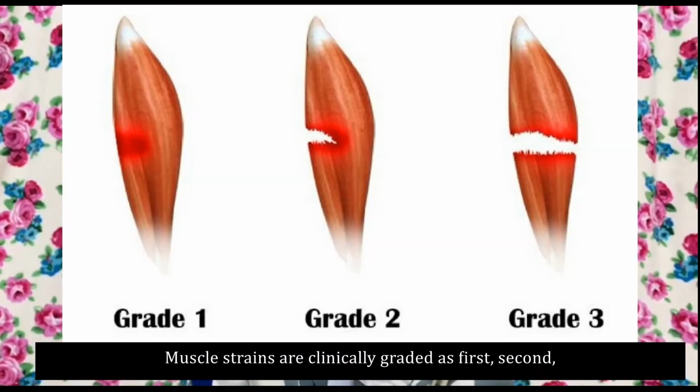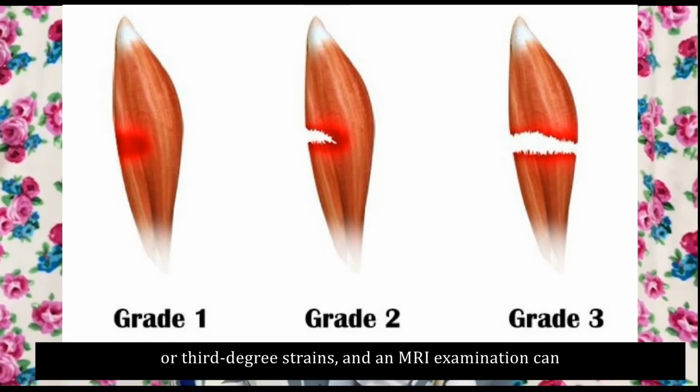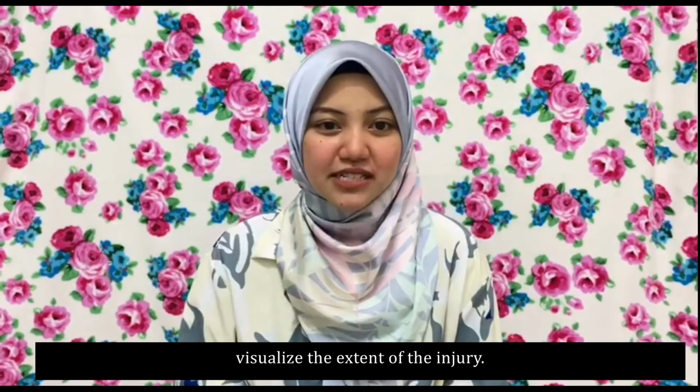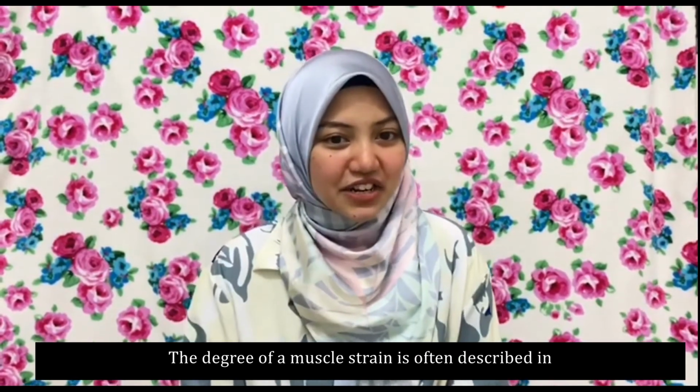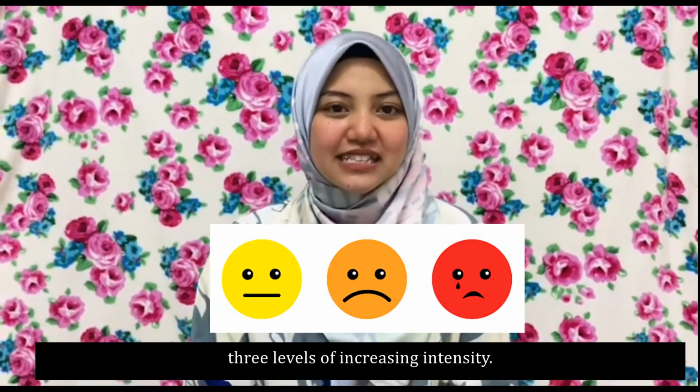Muscle strains are clinically graded as first, second, or third degree strain, and an MRI examination can visualize the extent of the injury. The degree of a muscle strain is often described in 3 levels of increasing intensity.